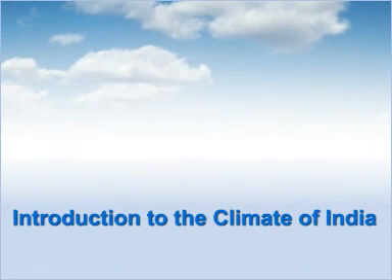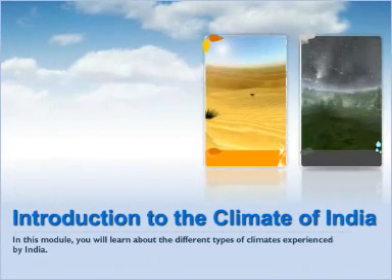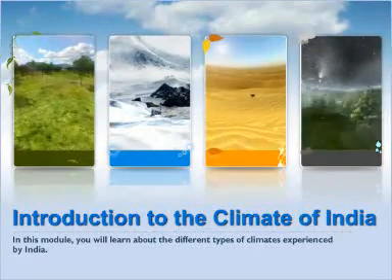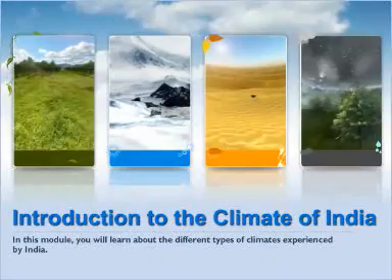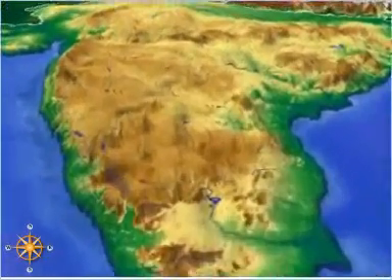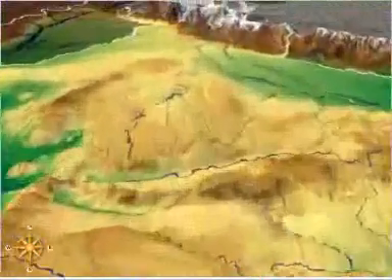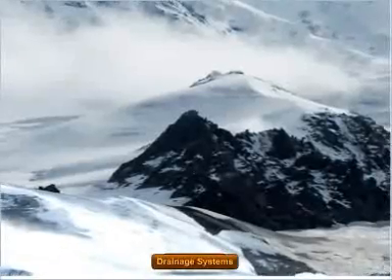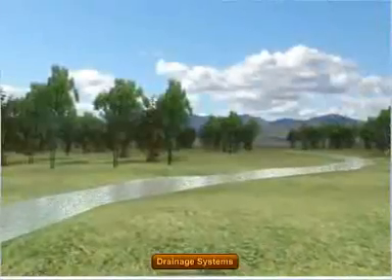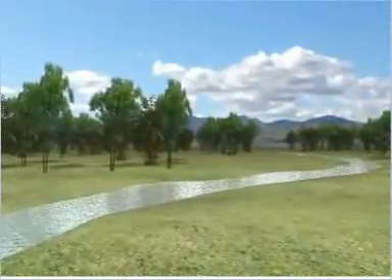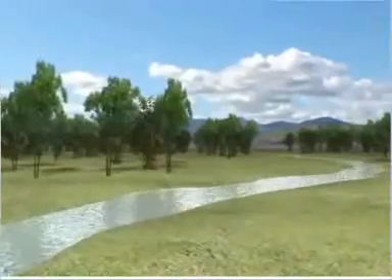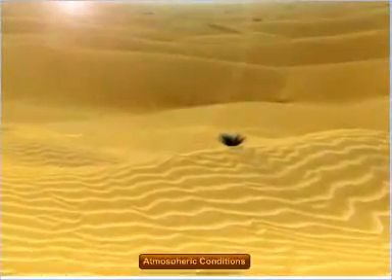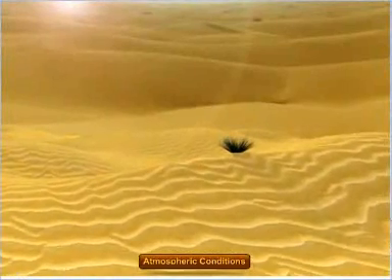Introduction to the Climate of India. In this module, you will learn about the different types of climates experienced by India. The natural environment of a region is determined by three elements: its landforms, the drainage systems or the pattern formed by the streams, rivers, and lakes flowing through the region, and the atmospheric conditions prevailing over that region. Let us study about the atmospheric conditions in detail.